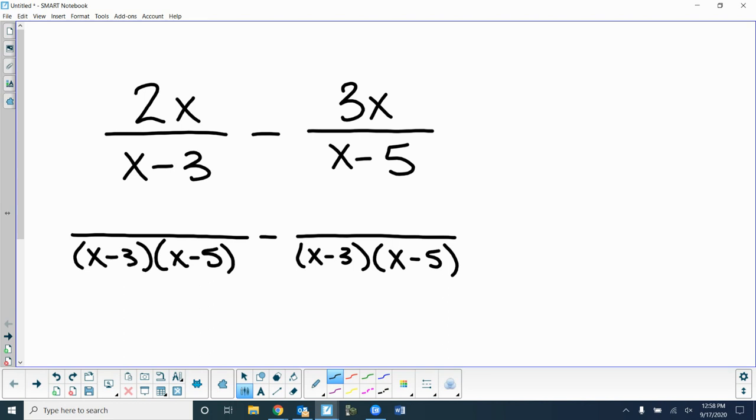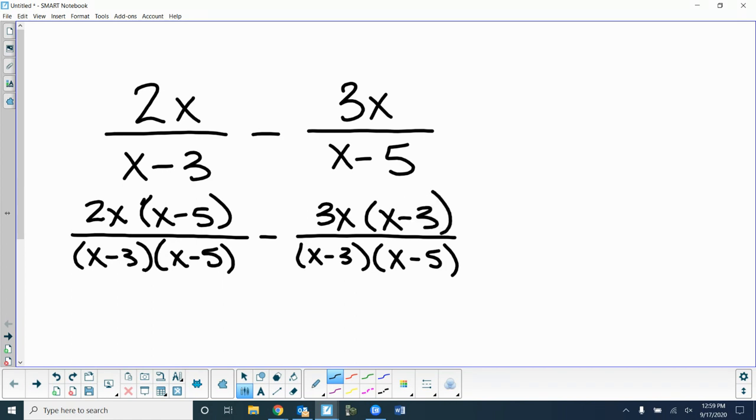The original numerator was 2x for this one and 3x for this one. Since I changed the denominator from x minus 3 to x minus 3 times x minus 5, I have to do the same thing to the numerator. I multiplied the x minus 3 by x minus 5, so I have to do that to the top as well. Here I already had the x minus 5. I multiplied by x minus 3 to get from here to here, so I multiply the 3x by x minus 3.